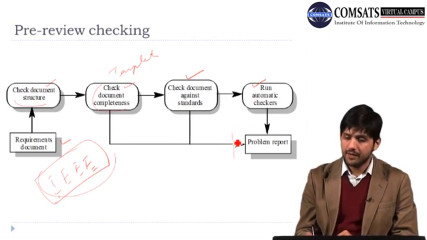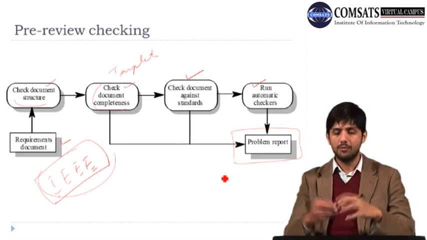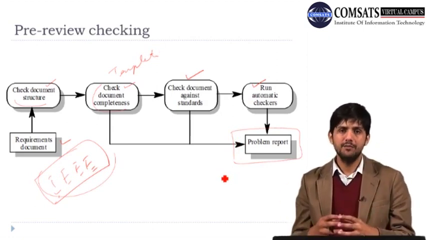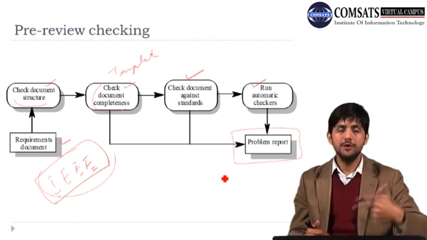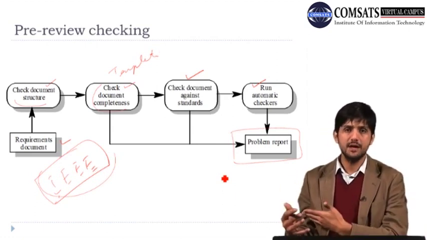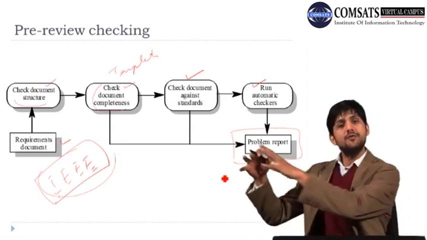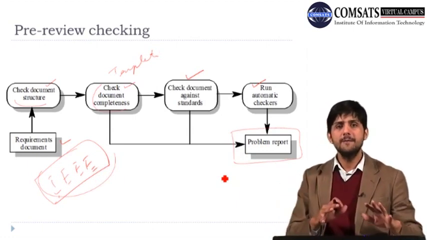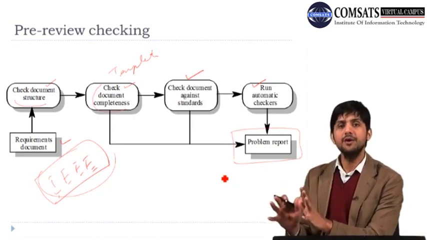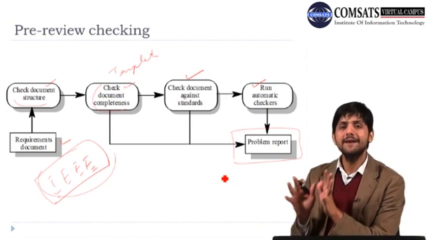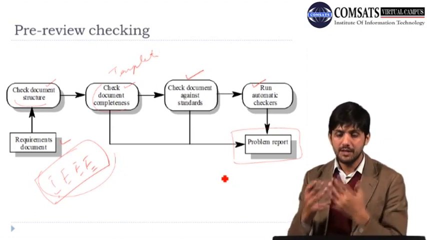At the end of all this pre-review, the person responsible would generate a problem report. This report would contain everything that is wrong, and then the producer of this document would go through this list of problems and try to resolve them, and then go for that formal review. Again, this pre-review is not a replacement for formal review, but it ensures that when you go for formal review, you are very well prepared for it, and you only have those kinds of problems in the document which you cannot find solutions for. Right? So that is the purpose of this pre-review process.